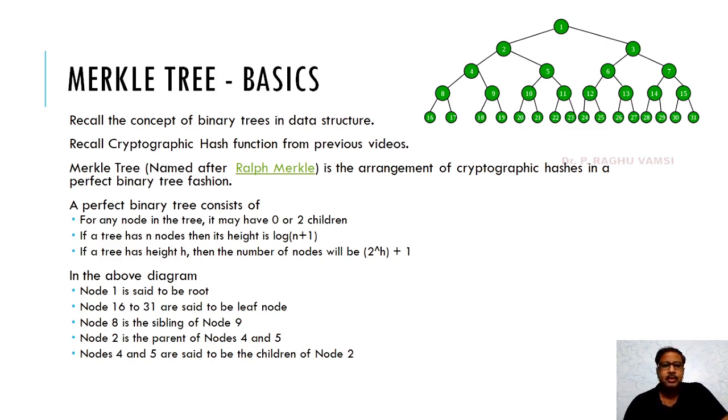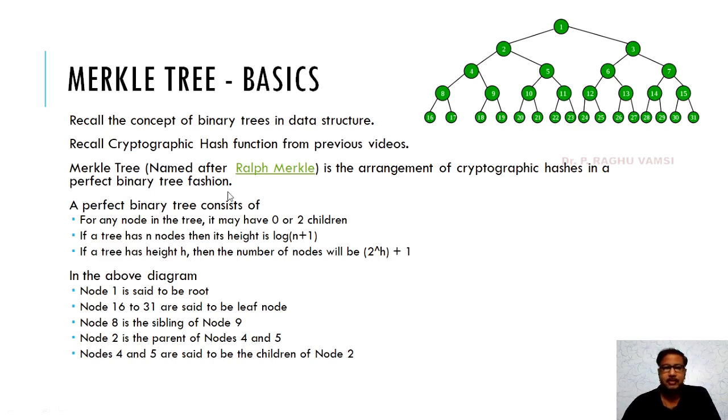This Merkle tree is named after Ralph Merkle. He is the one who patented this particular tree, and he is a computer scientist who used to work on cryptography. He patented this in 1979. After his patent, this particular tree was called the Merkle tree. It is an arrangement of cryptographic hashes in a perfect binary tree fashion. Just now I told you Merkle tree is a binary tree, and here a perfect binary tree.